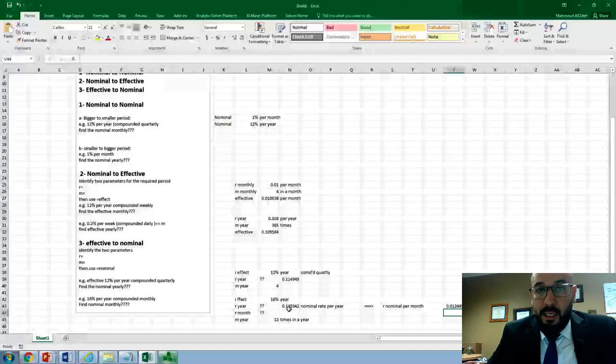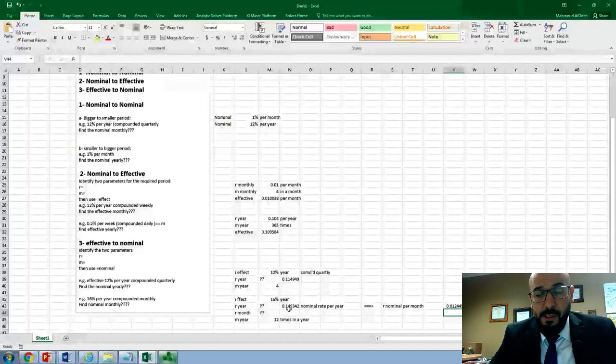And these are the cases in the nominal and effective interest rate. I hope this is helpful. Thank you.